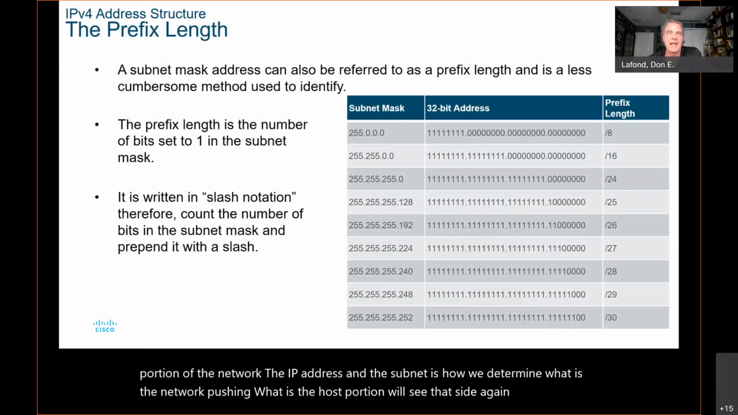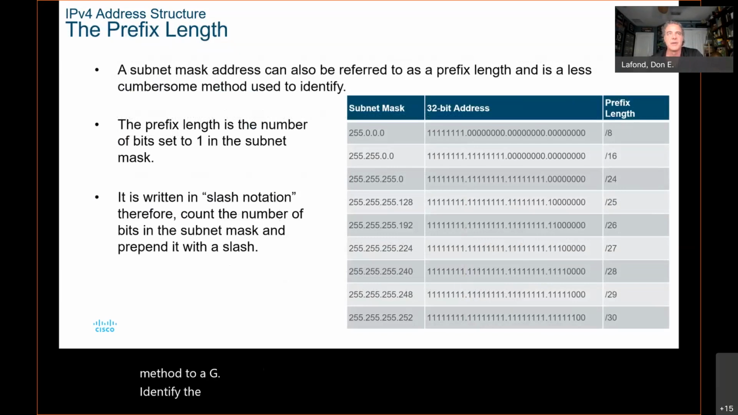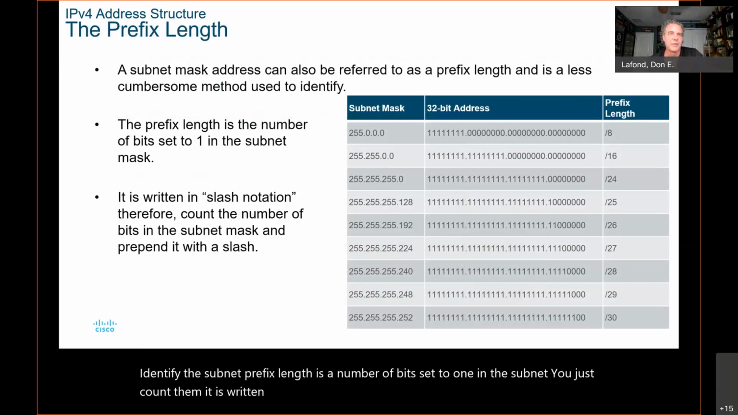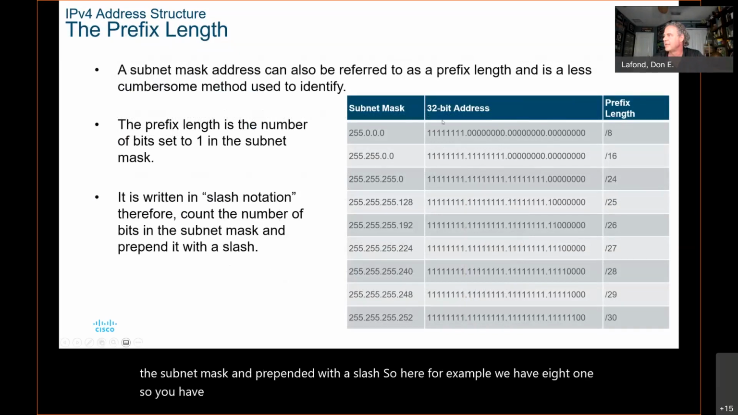Now, a subnet mask can also be referred to as a prefix length, and it is a less cumbersome method to identify the subnet. A prefix length is the number of bits set to 1 in the subnet mask. You just count them. It is written in slash notation. Therefore, just count the number of bits in the subnet mask and prepend it with a slash. So here, for example, we have 8 ones, so you have a /8. This is /16. This is a Class A network, Class B network. We have /24. This is a Class C network. We'll spend a lot of time working with Class C networks.